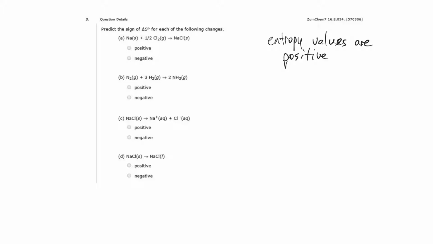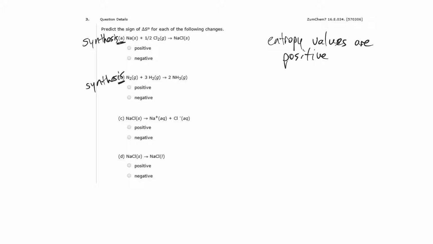Another thing to think about as you look through these equations: whenever you're putting something together into a larger compound, as we see with reaction A and reaction B, we call those synthesis reactions. You're taking pieces of something and putting them together into a larger single compound on the product side of the equation. That means you're making something that has more order than the pieces that were there to begin with.